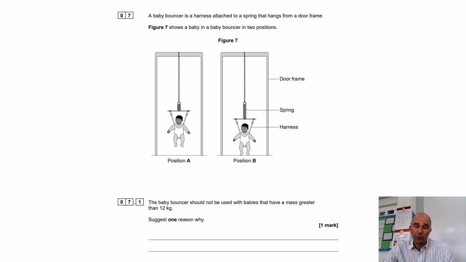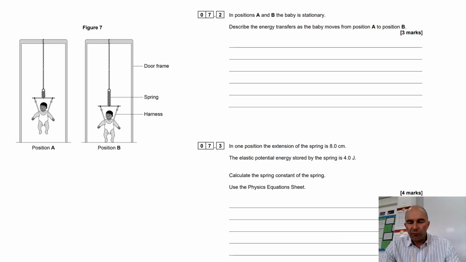So lots of different possibilities, but like I said, it's relatively common sense for that question. So question 7.2 is a great question. We've got our baby in positions A and B. At those points, the baby's stationary, so not moving. We need to describe the energy transfers as the baby moves from position A to position B.